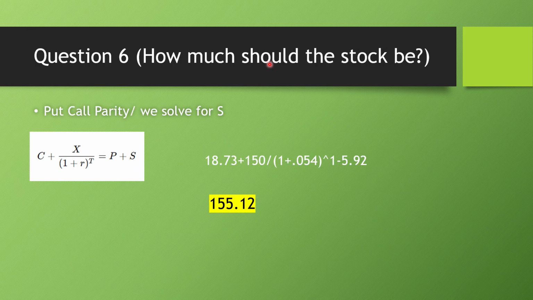Question 6, how much stock, using the put call parity equation? Here it is. We just plugged in the variables. So I should have listed the variables here, but here is the exercise price. Oh no, this is the exercise price, and this is what you would buy the stock for. I do have a piece of paper. Let me pull it up.